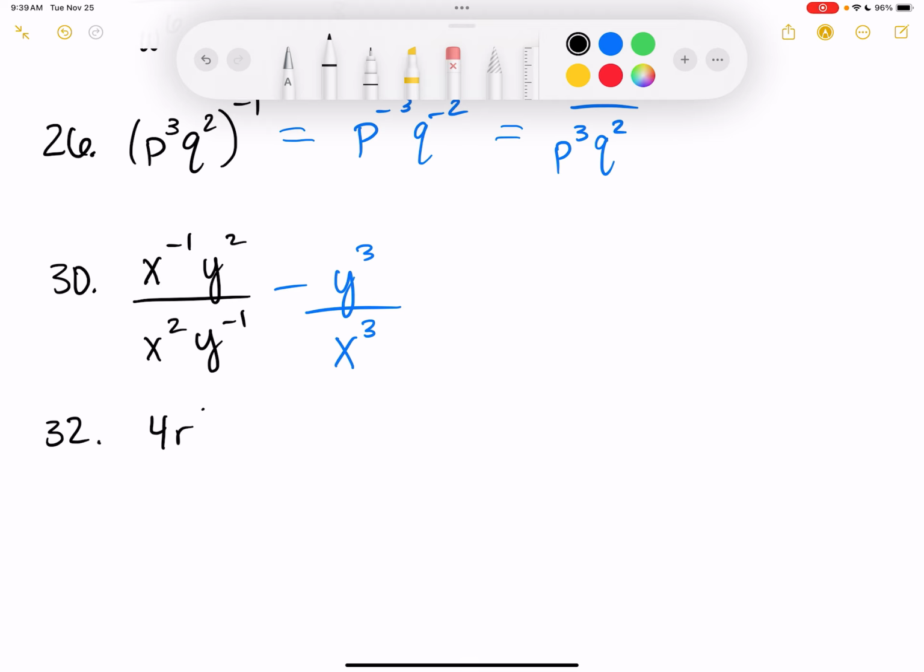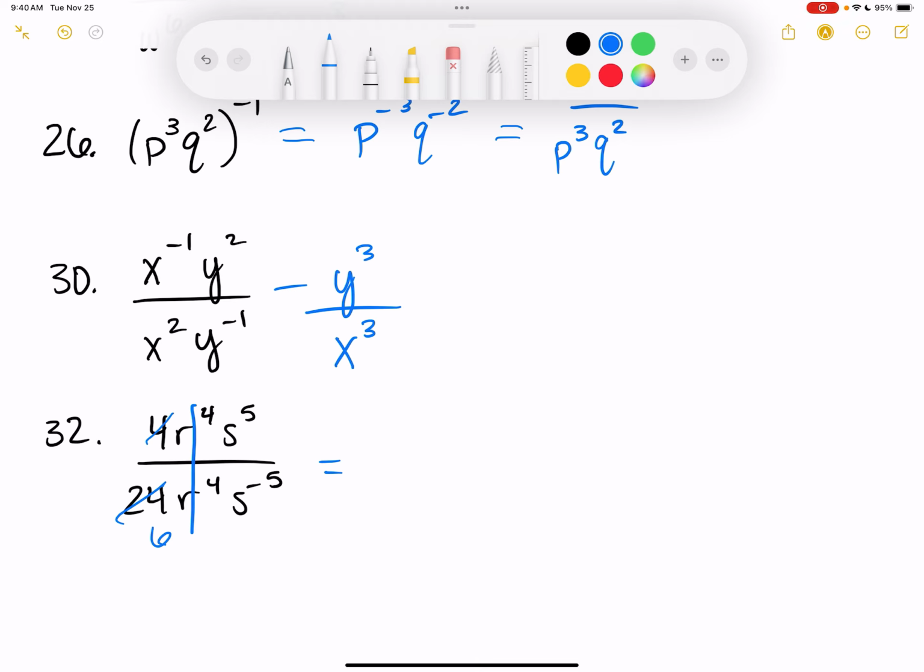4r to the 4th s to the 5th over 24 r to the 4th s to the negative 5th. Basically this is just like normal fractions as far as the numbers go. We would reduce the numbers if we can. So 4 goes into 24 how many times? 6. And then up here, essentially we have r to the 4th over r to the 4th, which is just 1, because technically we can subtract the exponents until we get r to the 0, which is 1, but that's just going to go away there.